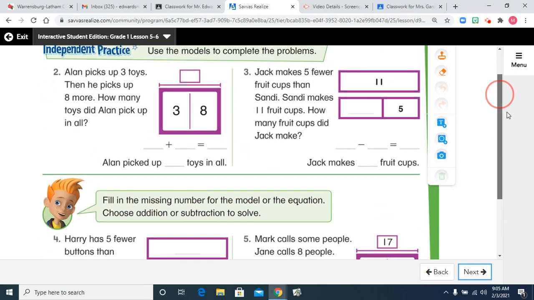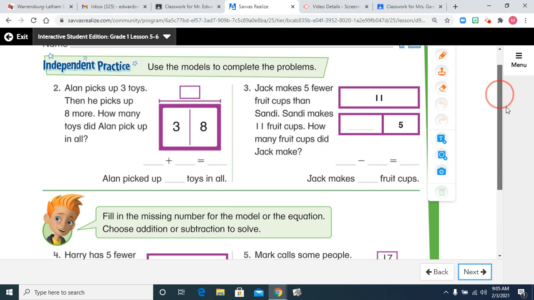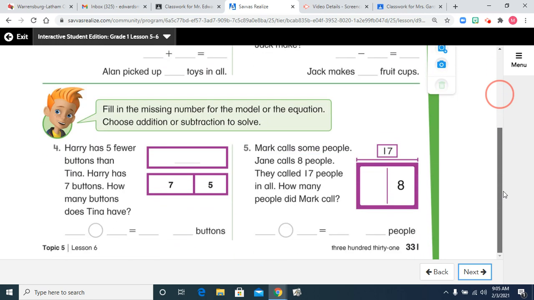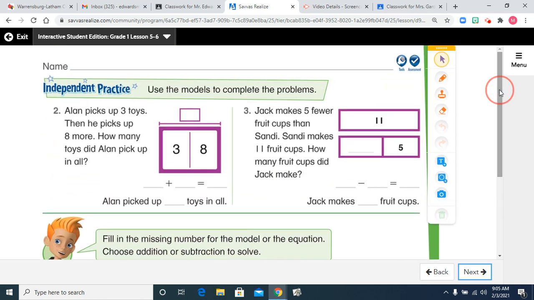We're going to do number 2 together, but then after that, I want you to do 3, 4, and 5 on your own. Okay? All right, so let's do number 1. It says Alan picks up 3 toys. Then he picks up 8 more. How many toys did Alan pick up in all?